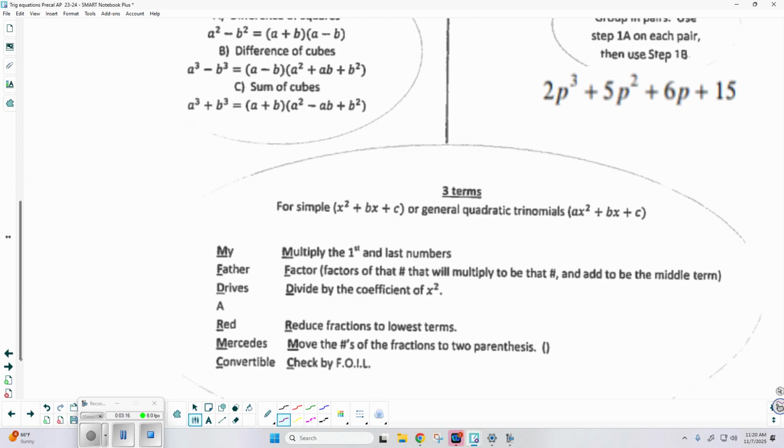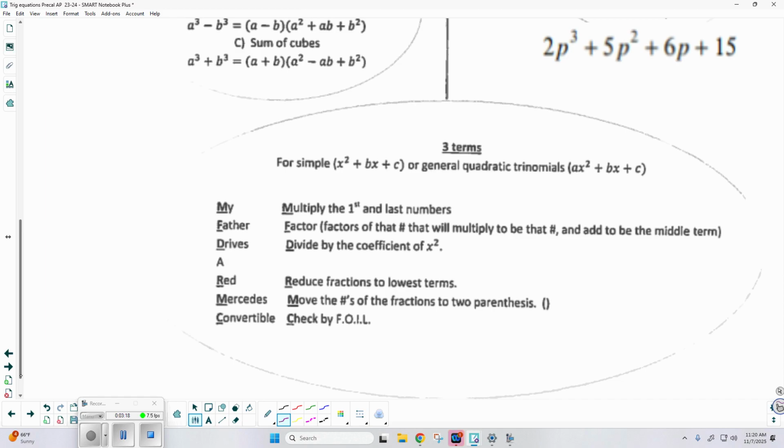Now, this is what I'm going to use when we're factoring a trinomial. My father drives a red Mercedes convertible. I know it sounds weird. Okay? Here's the thing. If I were to say, please excuse my dear Aunt Sally, what is that used for? PEMDAS, parentheses, exponents, etc. It's a way to help you remember, right? This here is the exact same idea. The first letter of each word is a step in the process.